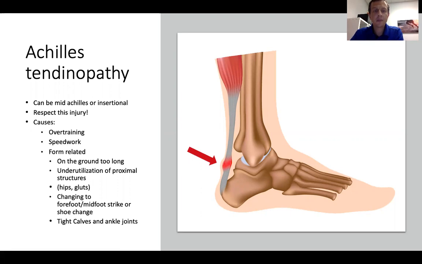Mid-substance Achilles, really common, doesn't scare me as much. You do still want to respect it. Overtraining, speed work in particular, this Achilles is really sensitive to speed work. That can really cause this to become a problem. It can oftentimes be a form-related issue, not using the glutes enough, using the calves too much, changing to a forefoot or midfoot strike too quickly can cause this to happen, and having tight calves or mobility of the ankle can be sometimes correlated.